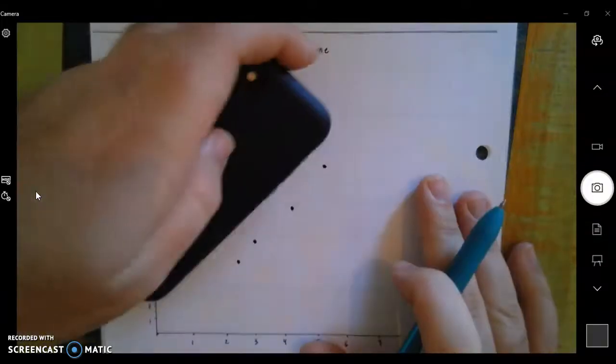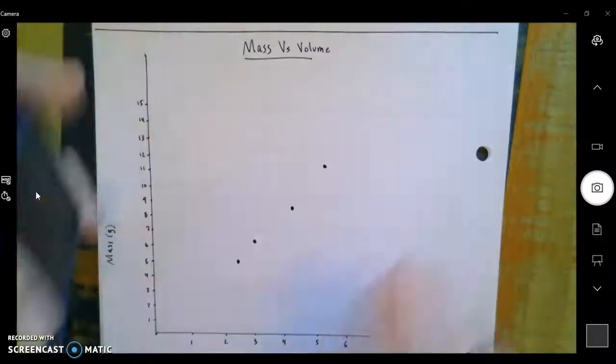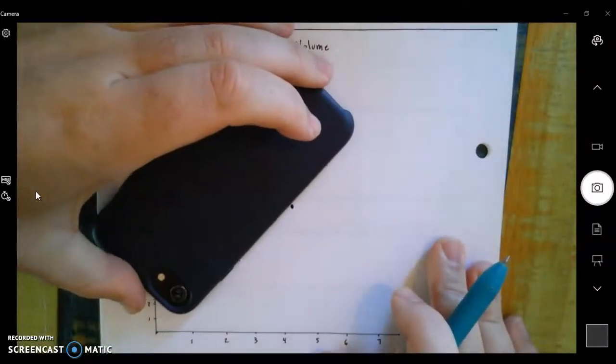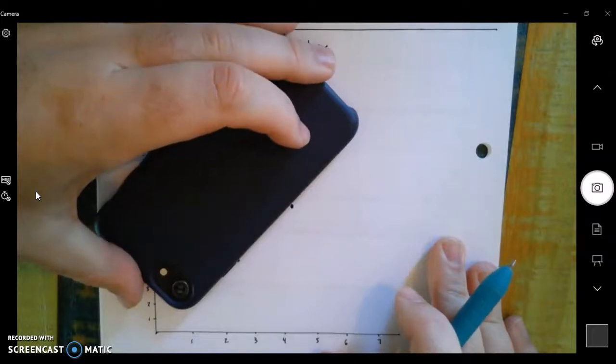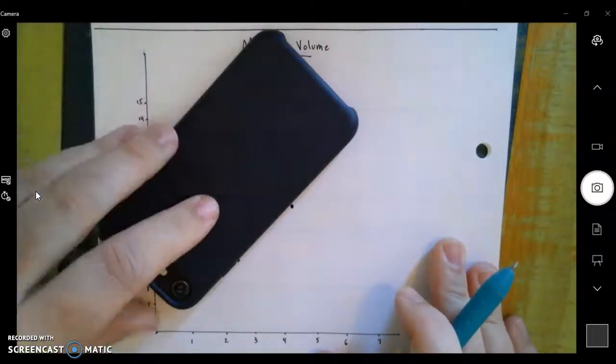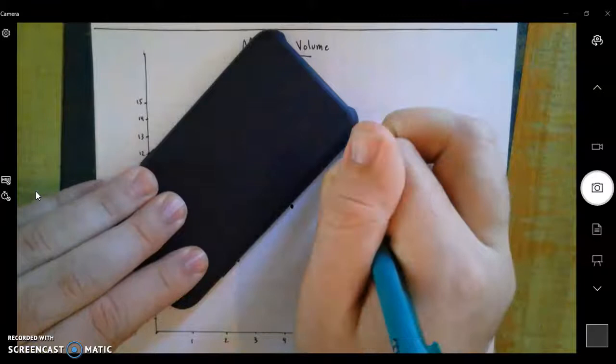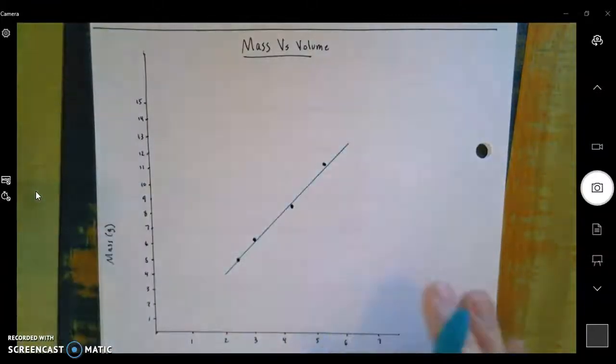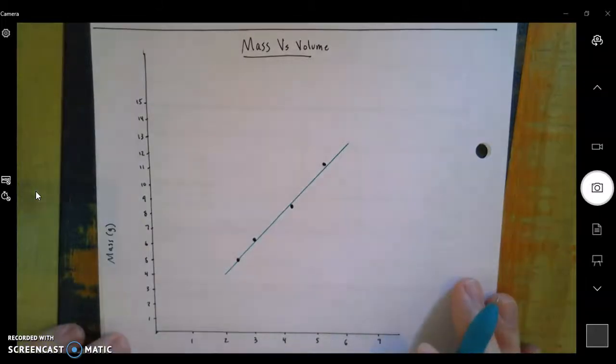Now I'm going to give it a go. I don't have a ruler with me, so I will do my best, and hopefully you're doing your best at home with whatever materials you have. All right, so here's my line of best fit.